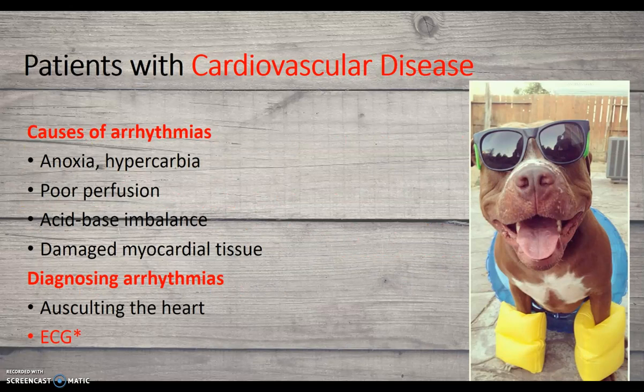Also, cardiovascular disease could show itself in forms of arrhythmias. Causes for arrhythmias could be anoxia or hypercarbia, poor perfusion, acid-base imbalance, and damaged myocardial tissue.